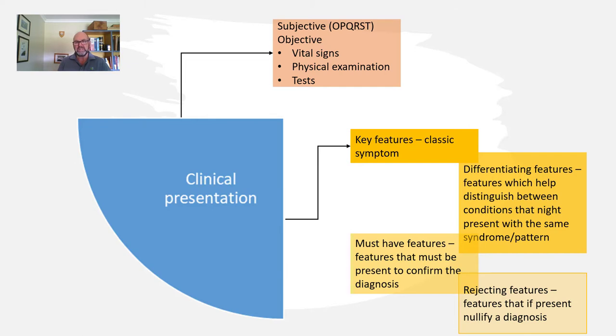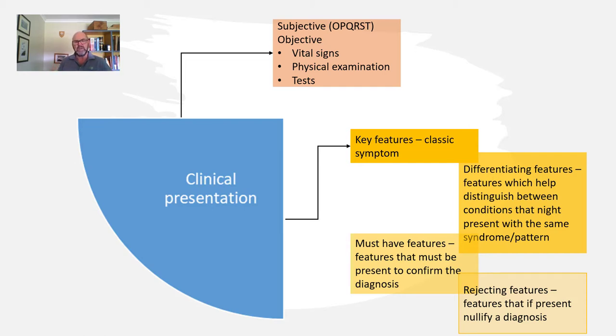Now, there are two subsets to these differentiating symptoms. The first is the must-have or the confirming symptoms. In other words, a feature that has to be present for the condition to be there. For example, no fever reduces the probability of it being a community-acquired pneumonia. In other words, fever really has to be there. The second subset is the rejecting features. Now, this will tell you, if it's present, that an illness isn't there.